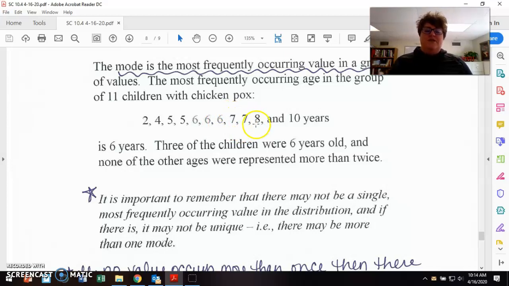Now, if you had numbers that occur the same number of times, you could have 2 modes. So if there was another 7-year-old in here, then your mode would be 6 and 7. So that could also happen. There may be more than one mode.